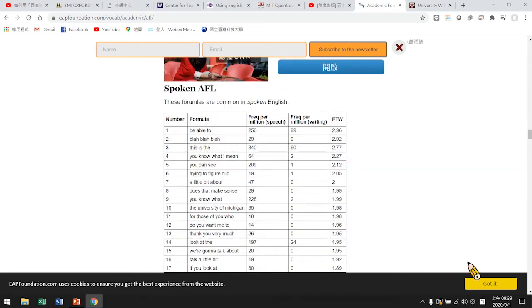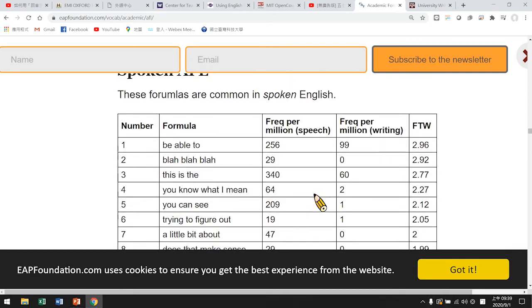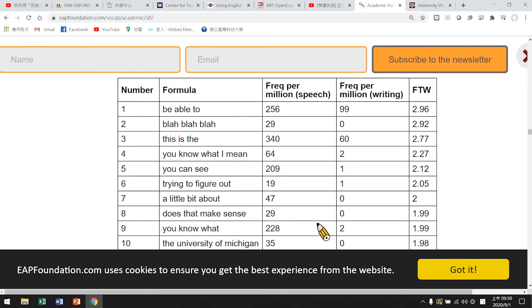Okay, so the spoken one. So you have something like be able to blah blah blah. By the way, students tend to pronounce it wrong. Like they'll say blah blah blah, but it's actually blah blah blah. Okay, and this is or you know what I mean. You can see trying to figure out. Okay, so you can invite your students to learn these phrases, formulas. And if you're a non-native speaker, you can also try to know them and speak with these expressions. That will make your speech probably more native-like and also understandable.